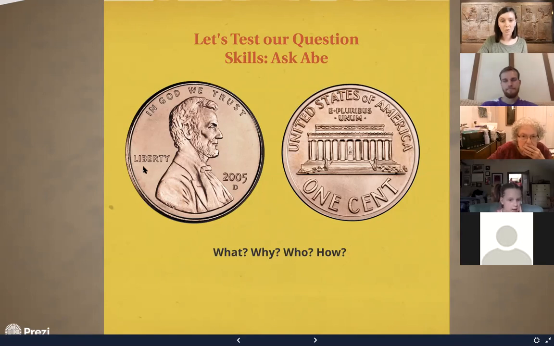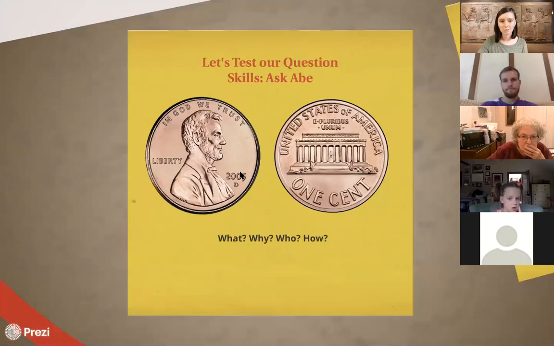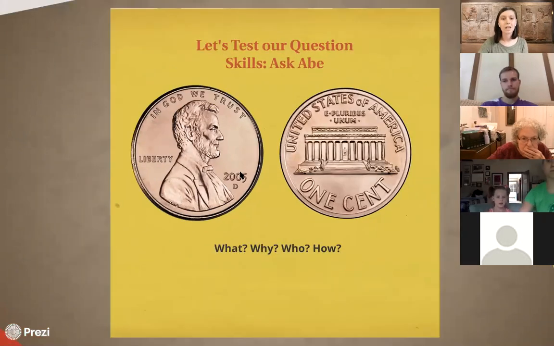So I see a question: who is on the penny? Sorry, zooming out. Who is on the penny? Why is he on the penny? That's a great question. Why is a penny worth 1 cent? Good question. What is 1 cent? All right, we see somebody knows it's Abraham Lincoln. Awesome. What is the penny made of? What's on the back?